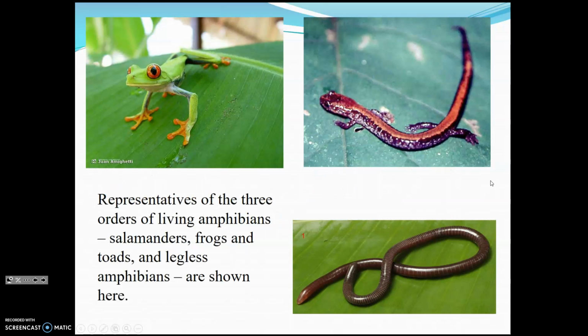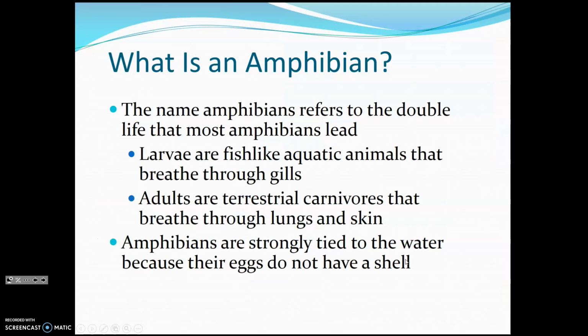These are examples from all three groups. We don't focus on the legless amphibians just because there's only a few of them. But if you look up here, this red-eyed tree frog would be in order Anura. This is the redback salamander that would be in order Caudata. And then the legless amphibians belong to a group called order Caecilia. These are known as the Caecilians or the legless amphibians.